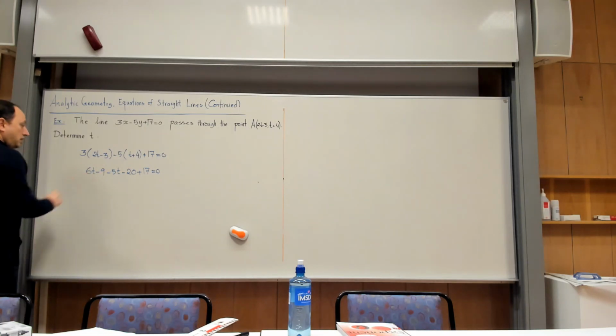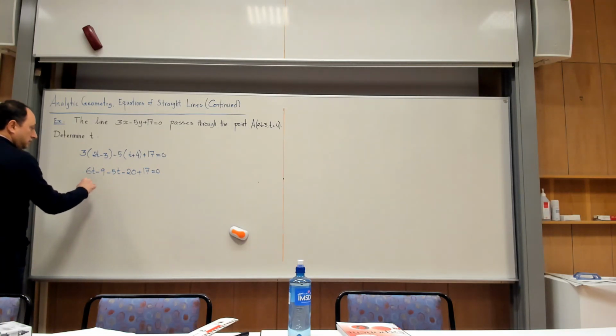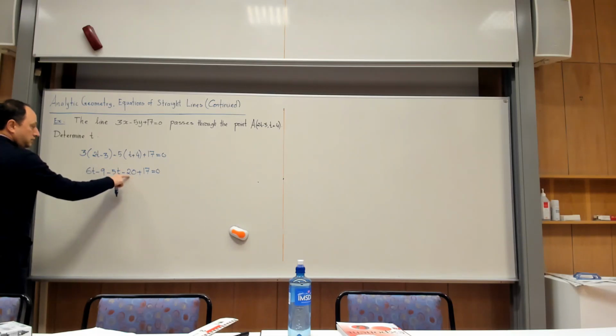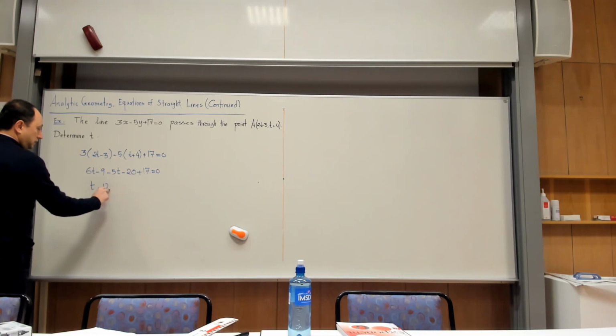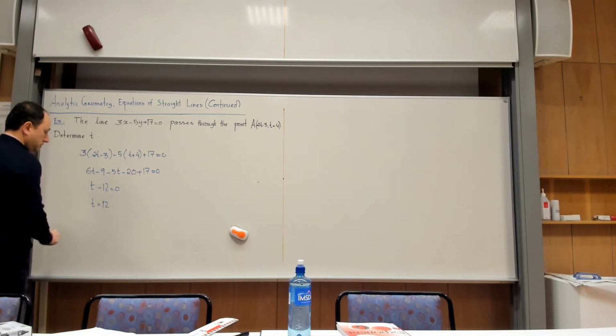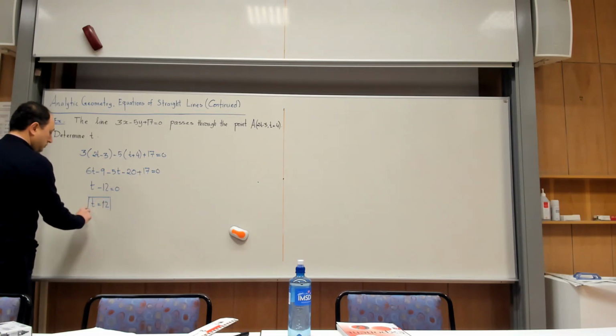So 6t minus 5t is t, and then minus 9 minus 20 is minus 29, and then 17 is minus 12 equals 0. Then it means that t is equal to 12. Yes? So that is the answer that you have to provide for this problem.